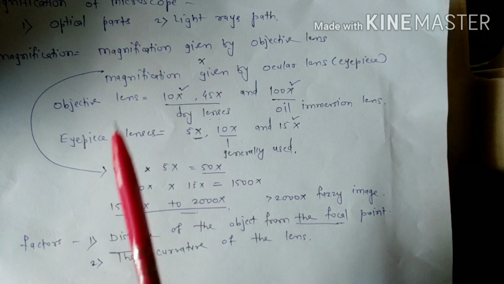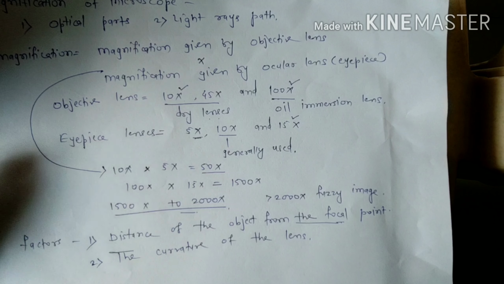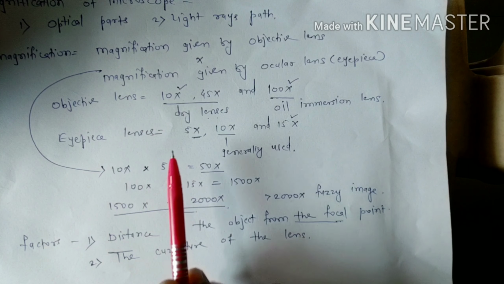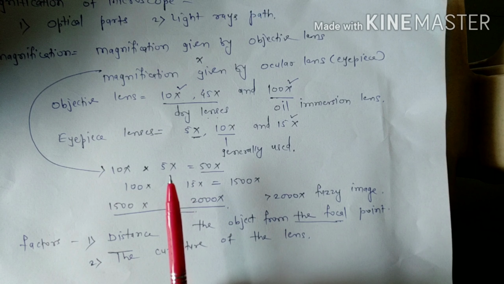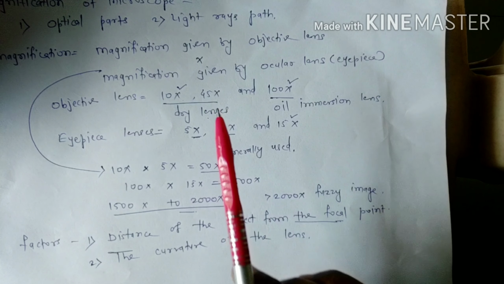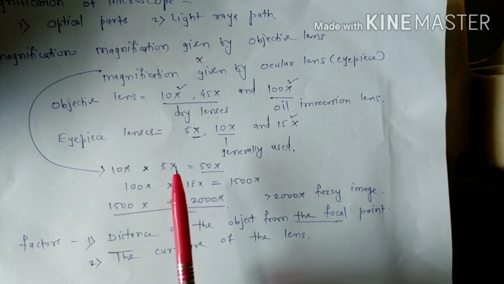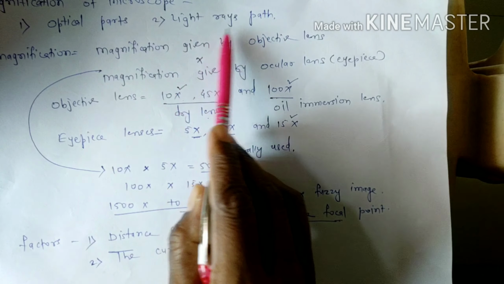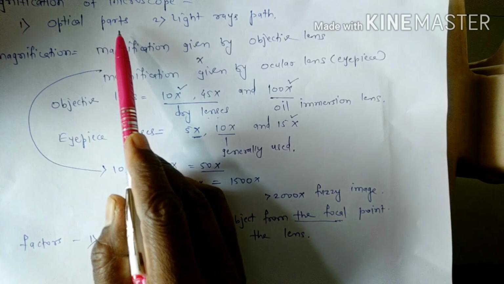Good morning. We discuss about the magnification of the microscope. The purpose of this microscope is to enlarge the image of the object. The object, we consider here, is the microorganism. These microorganisms are not seen by the unaided eye. For observing the microorganism, it needs the microscope. And the magnification of the microscope depends upon the optical parts of the microscope and the light rays path. These optical parts are the lenses used in this microscope.